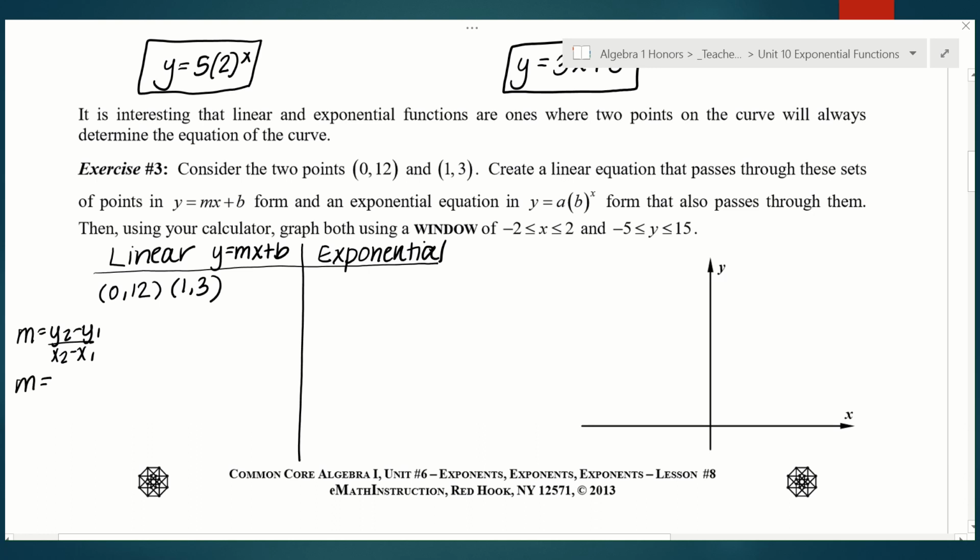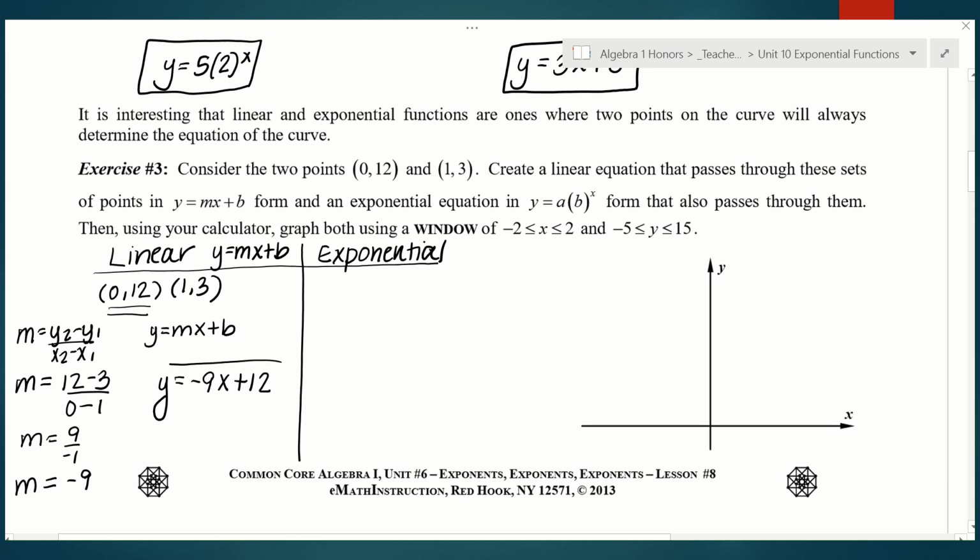And so my slope, if I choose this as 12 minus 3 over 0 minus 1, I'm going to get that my slope is -9. If you needed to find your y-intercept algebraically, you could take that and plug it into y equals mx plus b. You pick a point and plug it in along with the slope and solve for b. But because I can see (0, 12) is the y-intercept, I don't need to go through all of that work. So my equation would be y equals -9x plus 12.